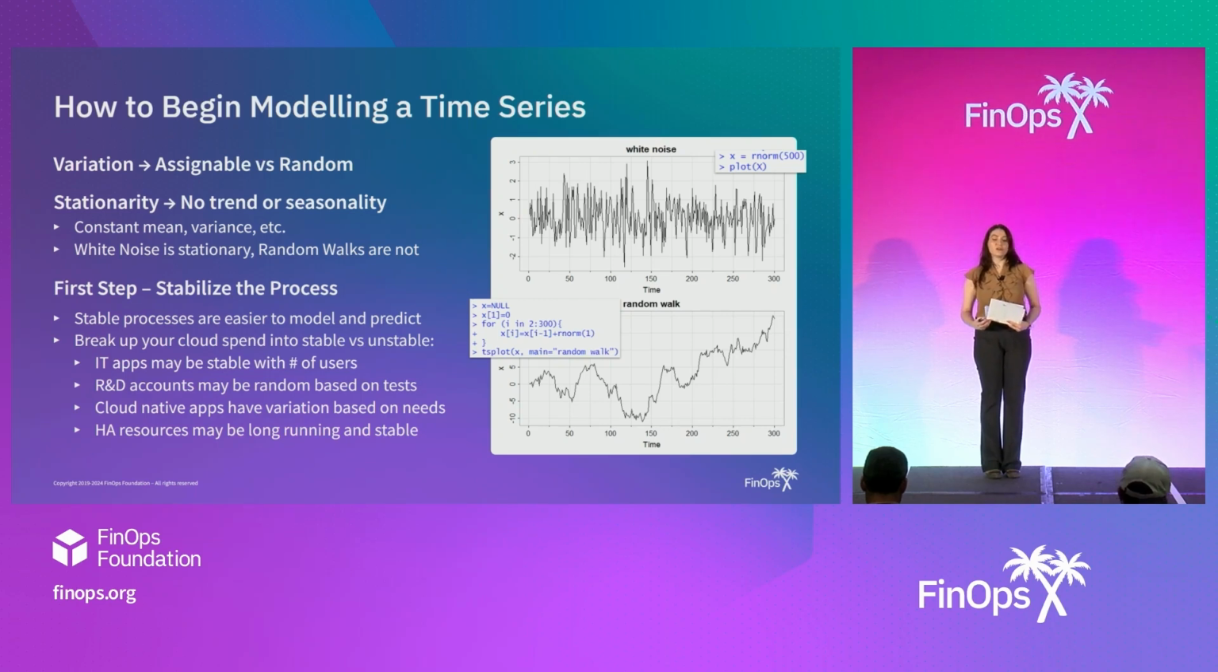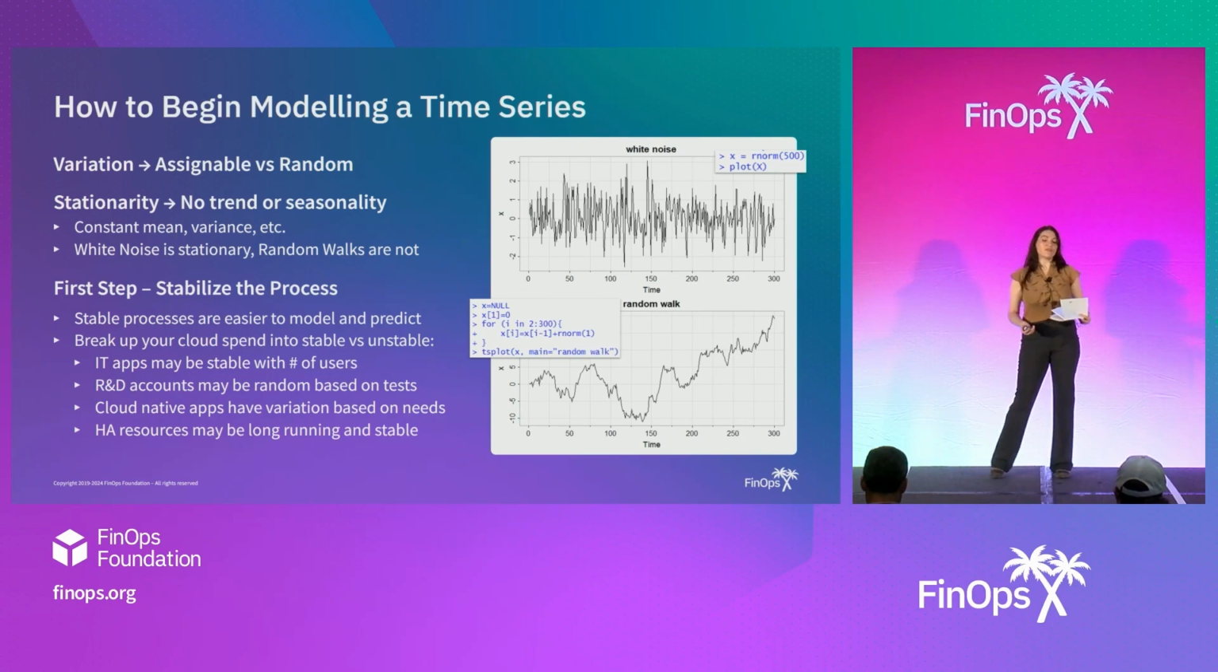And so those are likely going to stay stable with the number of users. Now we also have our high availability resources. And so those are going to be long running, and they're just waiting for a failover event. So those are super easy to model and forecast as well.